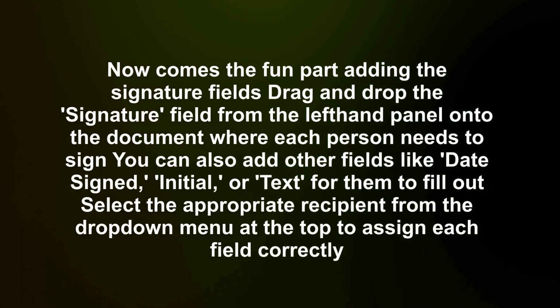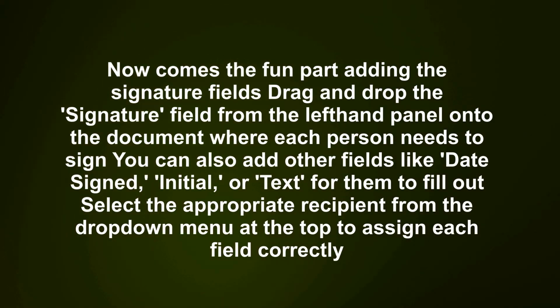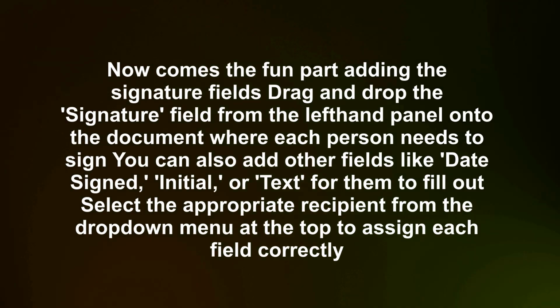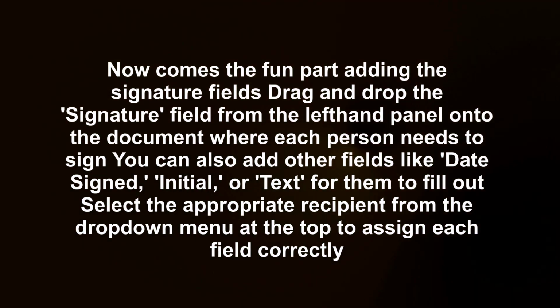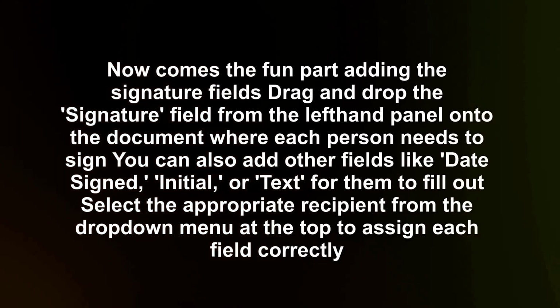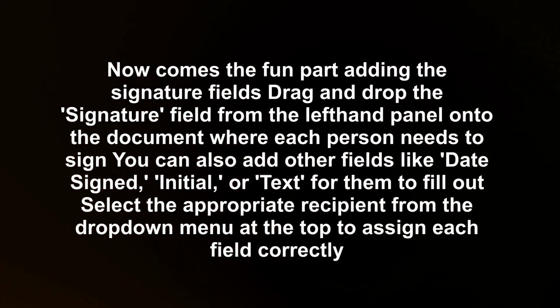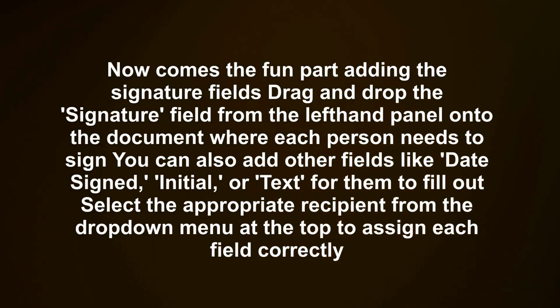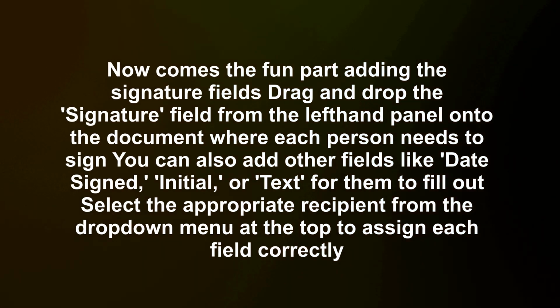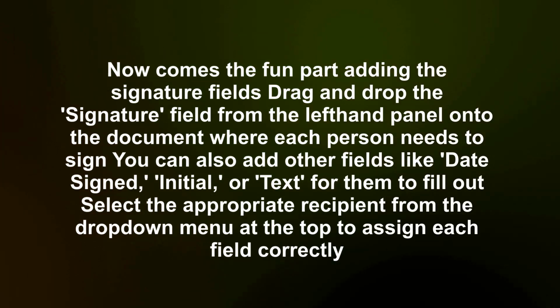Now comes the fun part, adding the signature fields. Drag and drop the signature field from the left-hand panel onto the document where each person needs to sign. You can also add other fields like date signed, initial, or text for them to fill out. Select the appropriate recipient from the drop-down menu at the top to assign each field correctly.